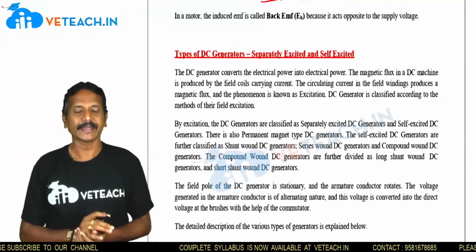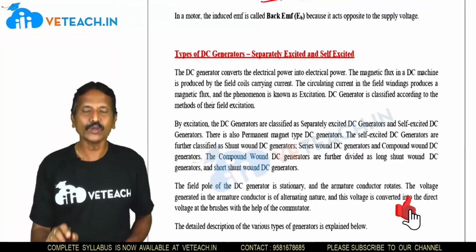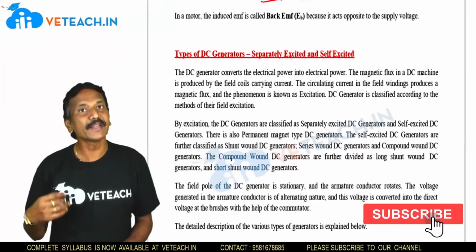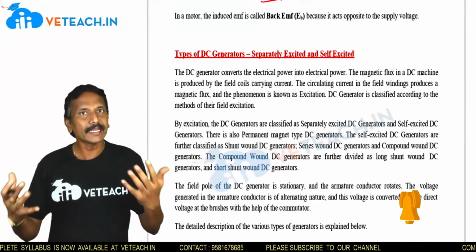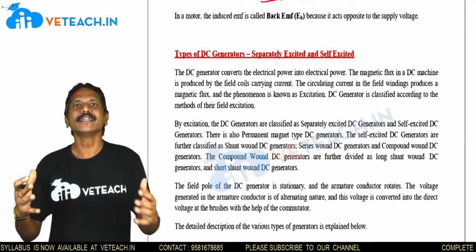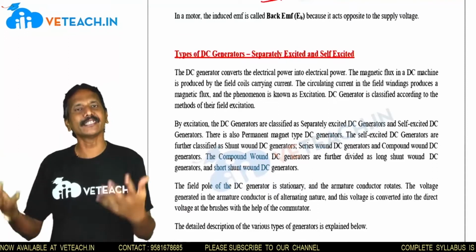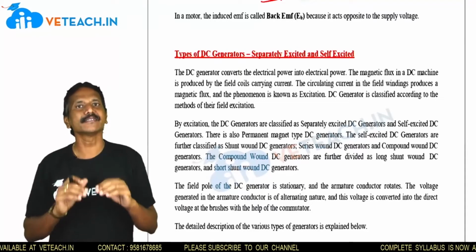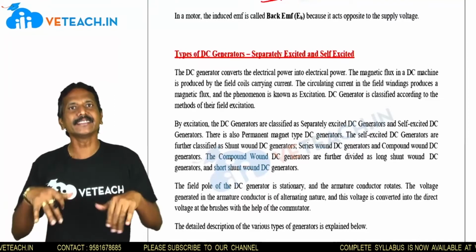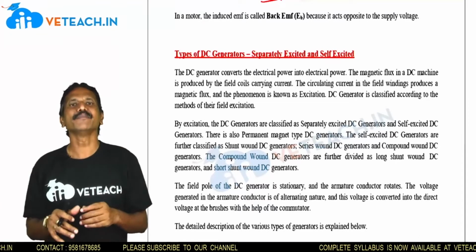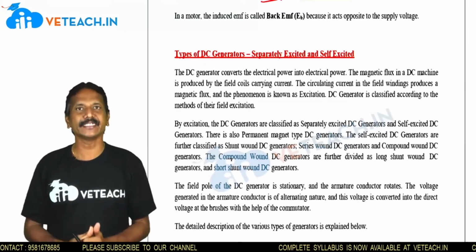Now next, types of generators. Very important one here. We have two different types of generators: separately excited and self-excited. Separately excited means it depends upon others. A machine which is excited by another machine, we say is a separately excited machine. Whereas self-excited means the machine creates its own flux, that we can say is a self-excited machine.